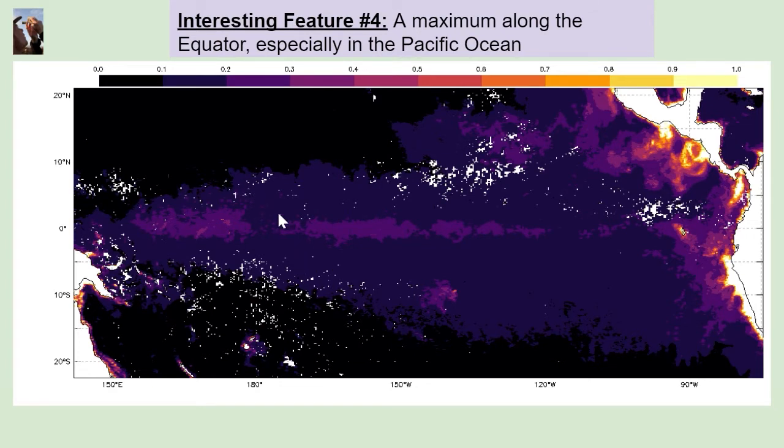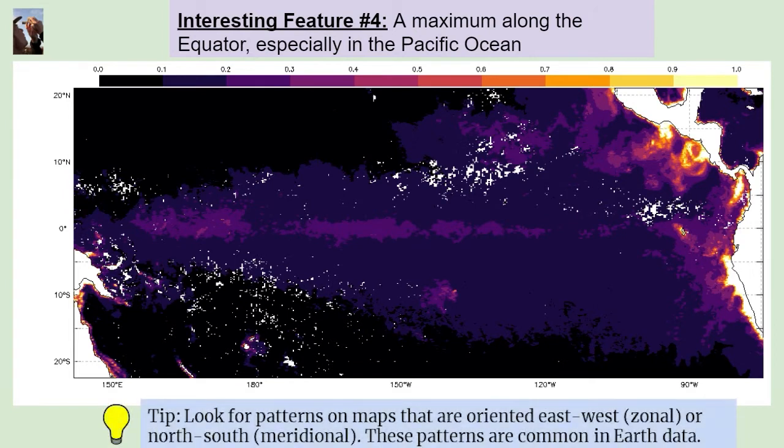Patterns that are oriented east-west, like this one, and patterns that are oriented north-south are common in Earth data. If you ever see these patterns in your data, it is something definitely worth investigating.